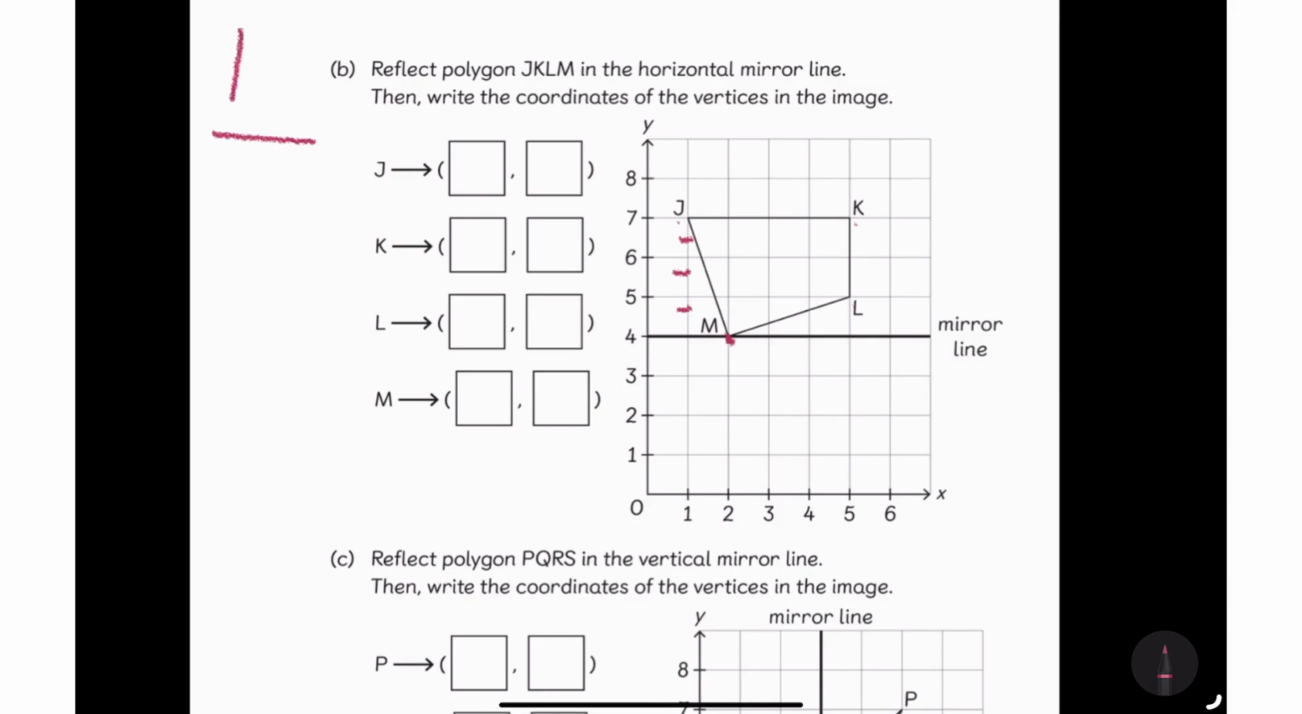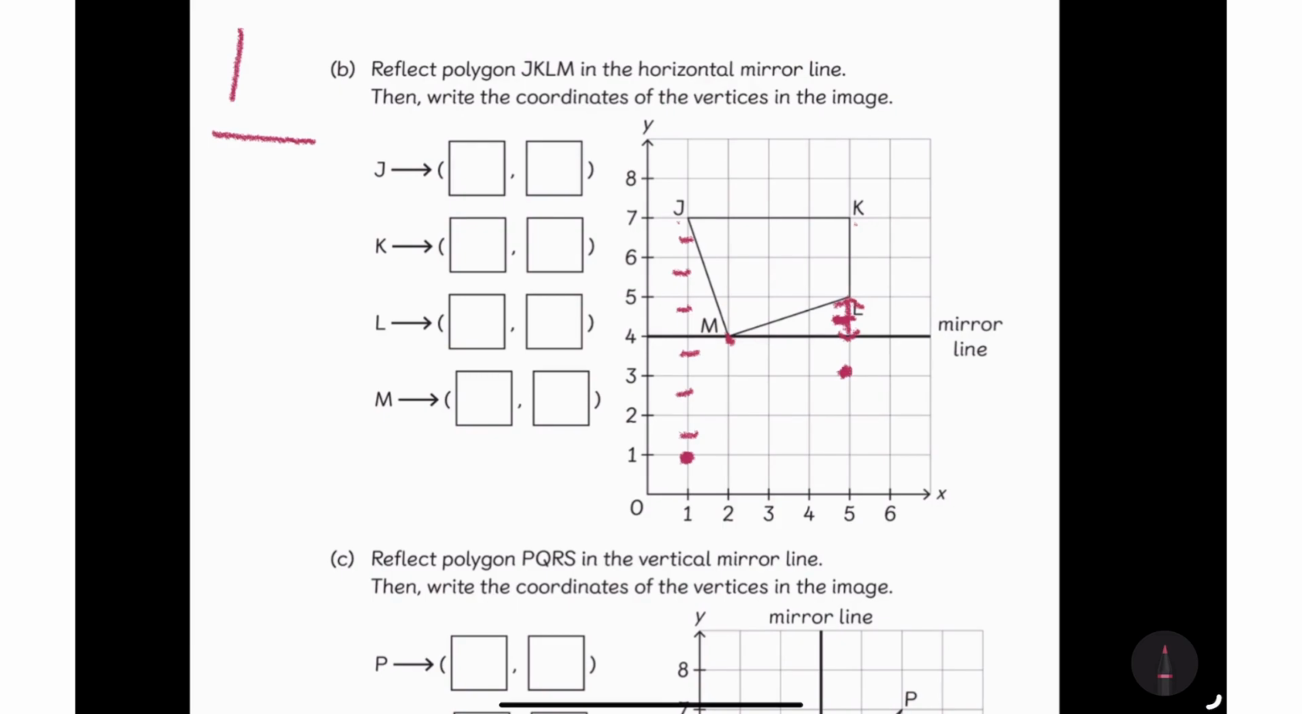In a similar way, you will go down 3. Okay? So 1, 2, 3. So my J will come here. Let's go to L now. My L, you see, is 1 unit away from the mirror line. Similarly, I will mark this 1 unit away from the mirror line.